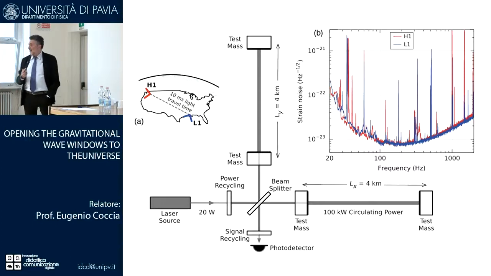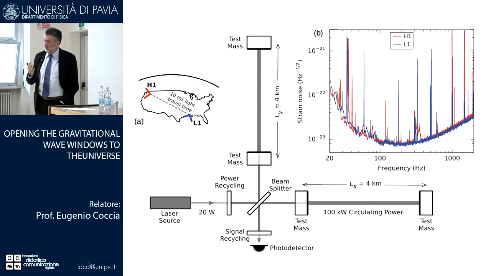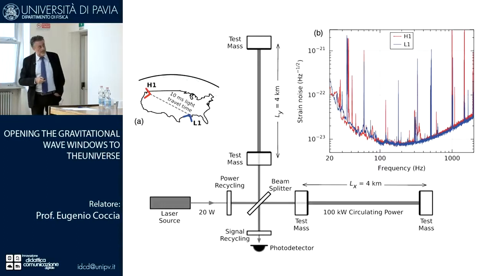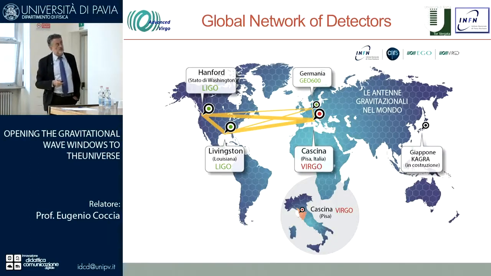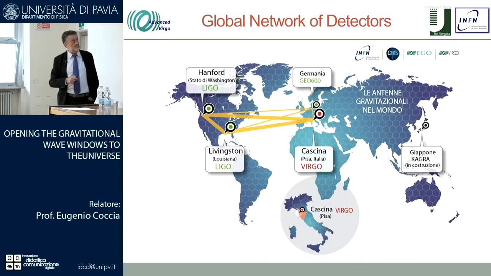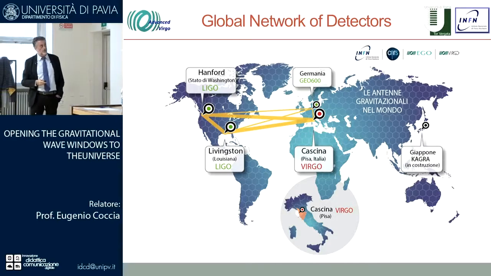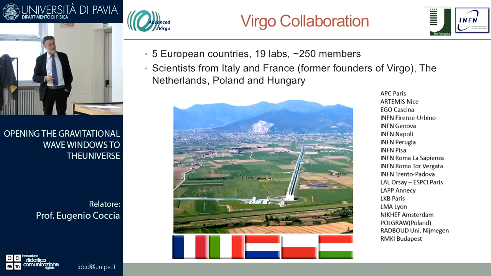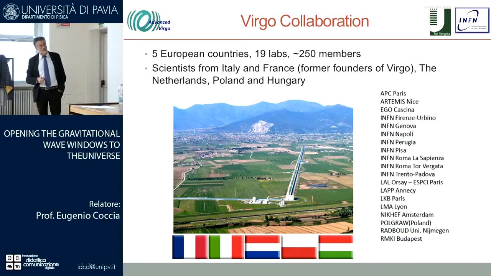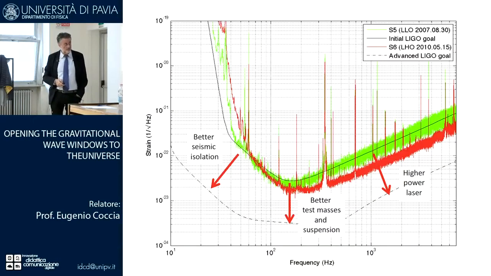The real laser interferometer is more complicated than I showed you before. The light goes back and forth in a circulating power cavity, and there are a lot of tricks. But what is important is to understand that there are these three systems of advanced detectors in the world: two LIGO in the US and Virgo in Cascina, which is funded by INFN and CNRS mainly, but is now a full international collaboration with also other countries in it.